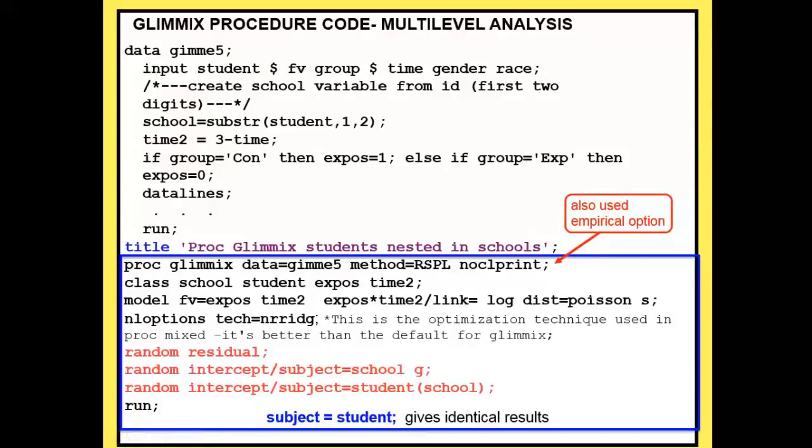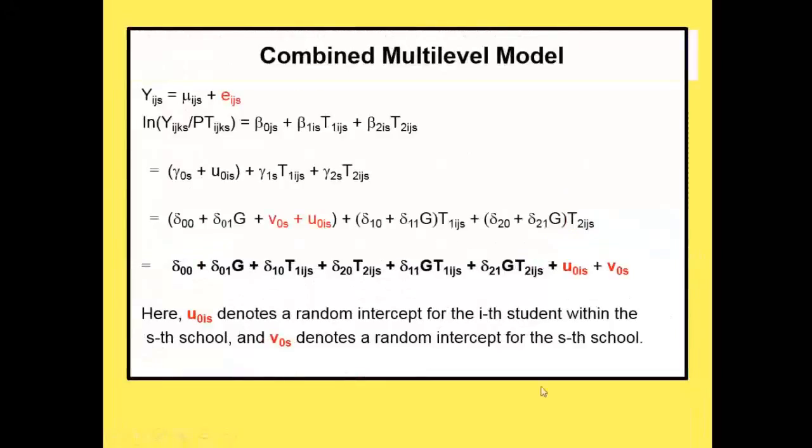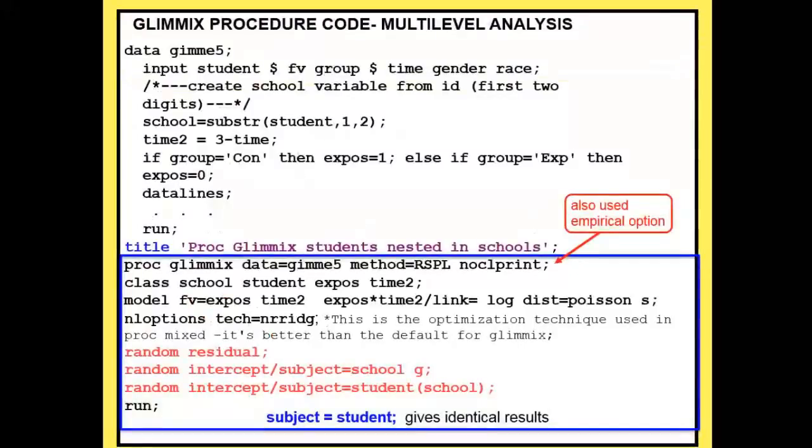That's the R matrix, right? What's the R matrix? Independent, because I didn't say type, right? Random intercept, subject equals school. What am I talking about here? Which of the terms am I talking about? U0IS or V0S? I'm talking about V0S, because I'm just talking about the random intercept for a subject within a school, okay? And now I've got student within school, okay?